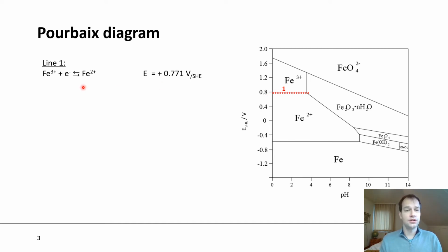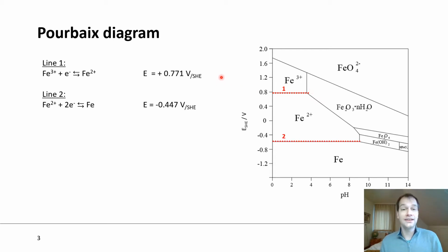Now, also you can look at the equation. You don't see here any protons or OH minuses, which means that this line is independent of pH. And that's also why it's a straight line. So it doesn't matter whether you're at pH 0 or at pH 4. But clearly you can see that at higher potentials, apparently there's another state. Now we'll come back to what happens there. So that was the first line.